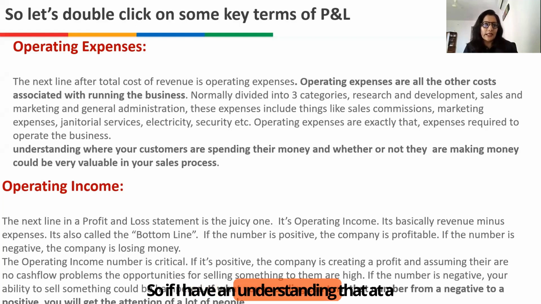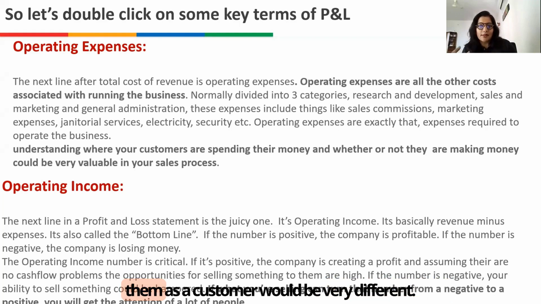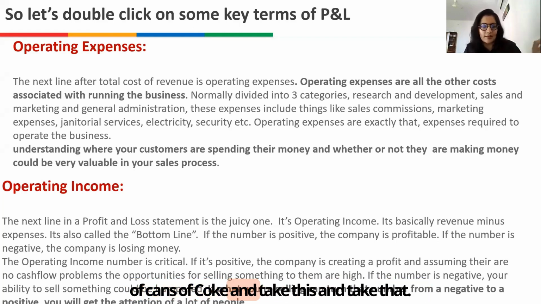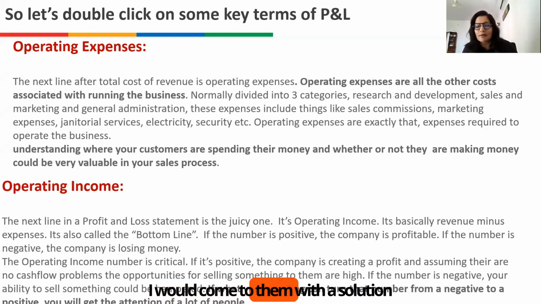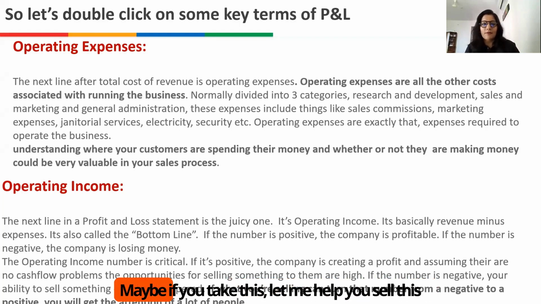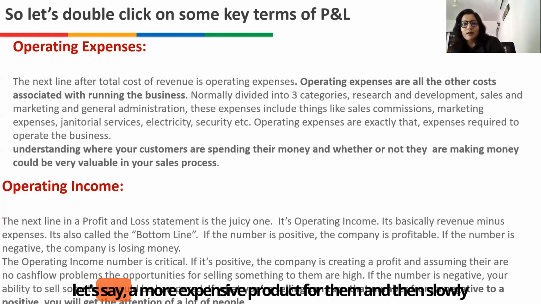So if I have an understanding that at a P&L level they are struggling, that they are not able to cover their expenses, my conversation with them as a customer would be very different. I would not say, hey, chalo, let's take this many cans of Coke, and take this and take that. I would come to them with a solution saying, hey, listen, I understand you are struggling. Maybe if you take this, let me help you sell this product that has healthier margins for both of us, instead of, let's say, a more expensive product for them.